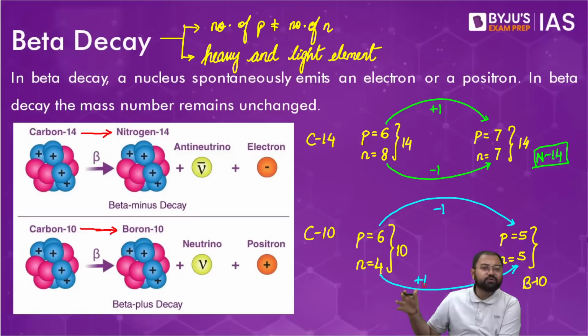You do not need to know the equations and all these things I've shown you. It's just to give you the context of what is happening. But ultimately, just remember these 2 points: the number of protons and neutrons are not equal, and it can happen in both light and heavy nuclei. Wherever the numbers are not equal, beta decay will take place. That's it.